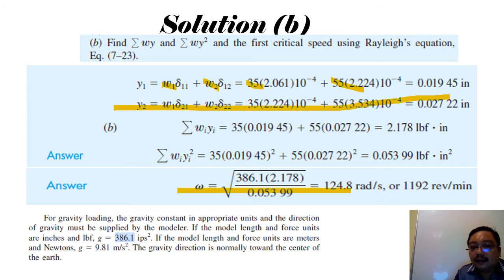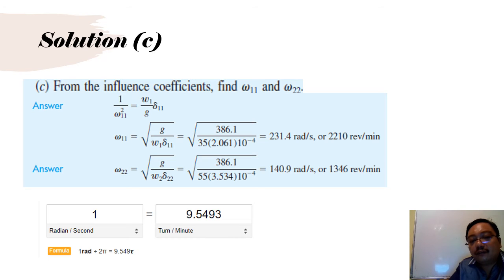is 124.58. You see the symbol here, it might be confusing. Notice the differences: this symbol W1 represents the weight, and this is angular velocity, which is also like a W. From the influence coefficient, you have to find the angular velocity for w11 and the angular velocity for w22.